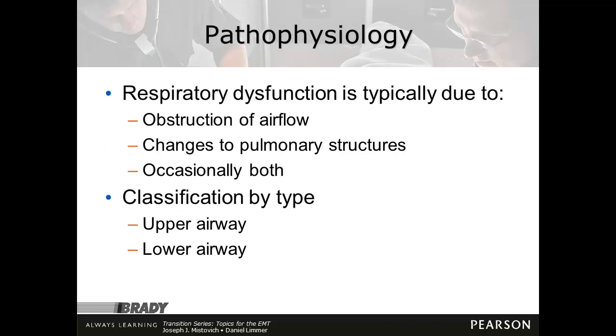Respiratory dysfunctions are typically the result of either an obstruction of air movement, such as something in the way, or changes in the respiratory structures that affect the movement of carbon dioxide and oxygen. Occasionally, both these issues play a role. Respiratory dysfunctions can be further classified as either upper or lower airway problems. Upper airway issues affect the airway structures above the glottic opening, and lower airway disorders affect the structures found from the trachea down into the alveoli.